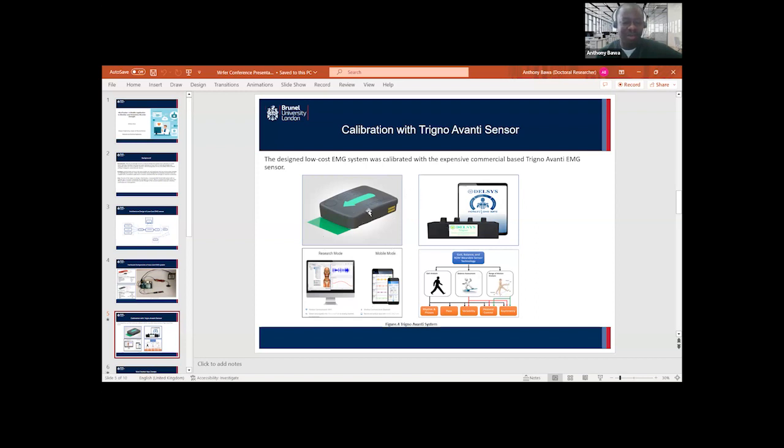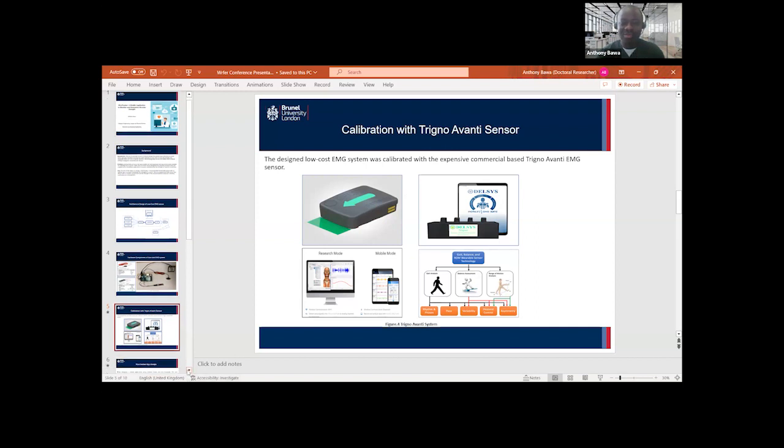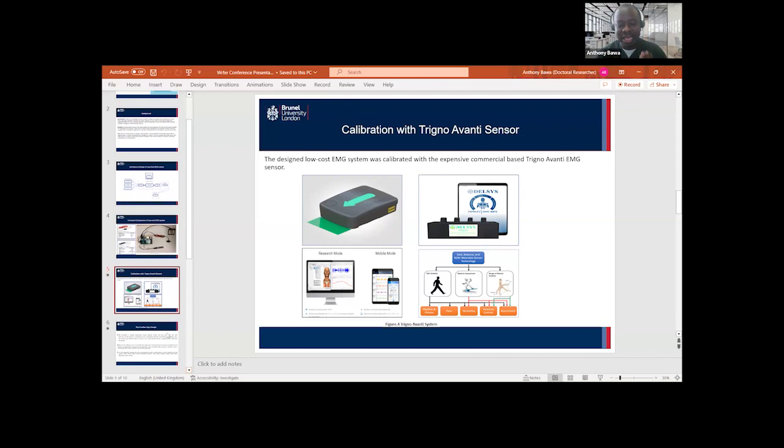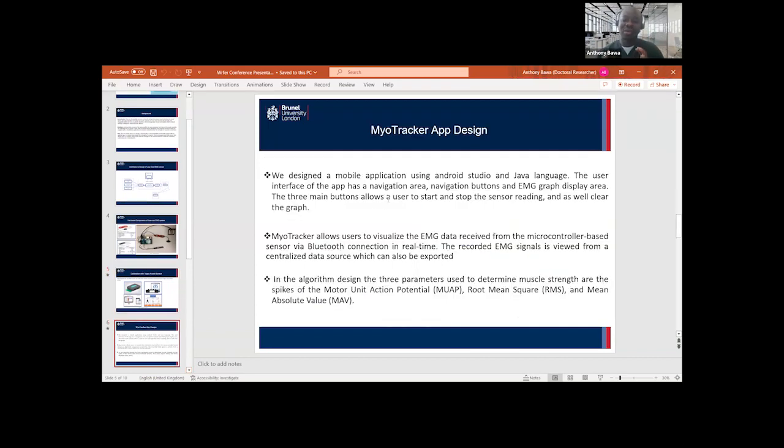So after manufacturing the prototype, we tried to calibrate our low-cost sensor, and we recruited 3 individuals. We put the 2 sensors together and allowed them to perform some form of activity to determine the muscle strength in real time. So in designing, first we designed the hardware. The next thing was to design a mobile application.